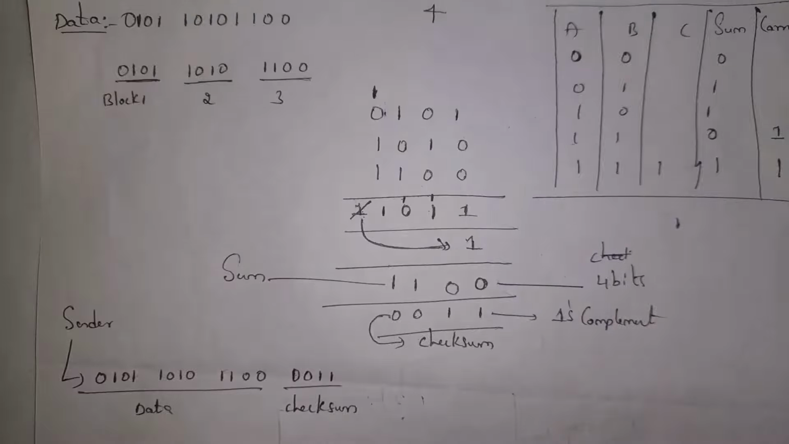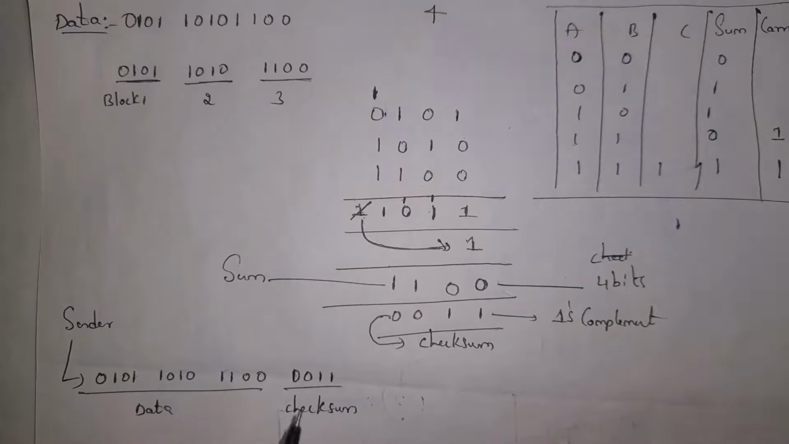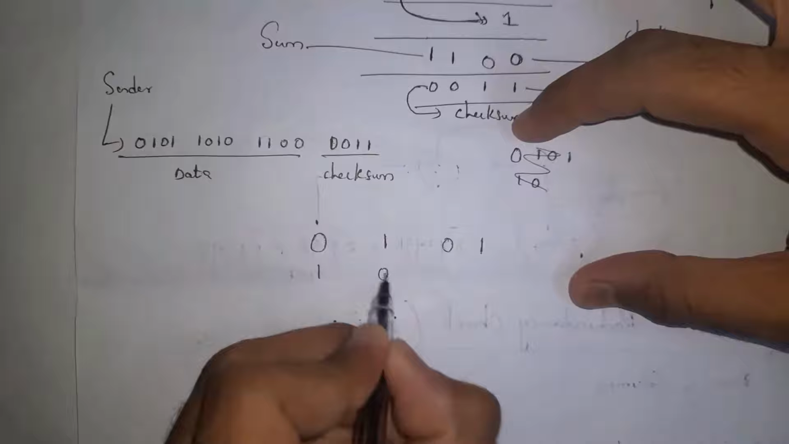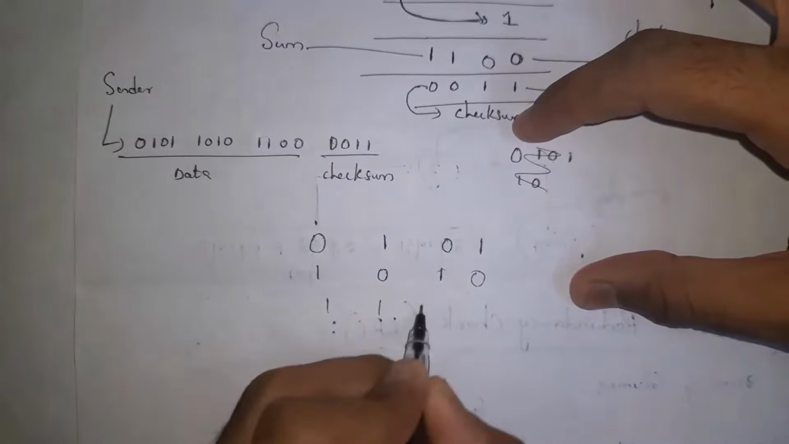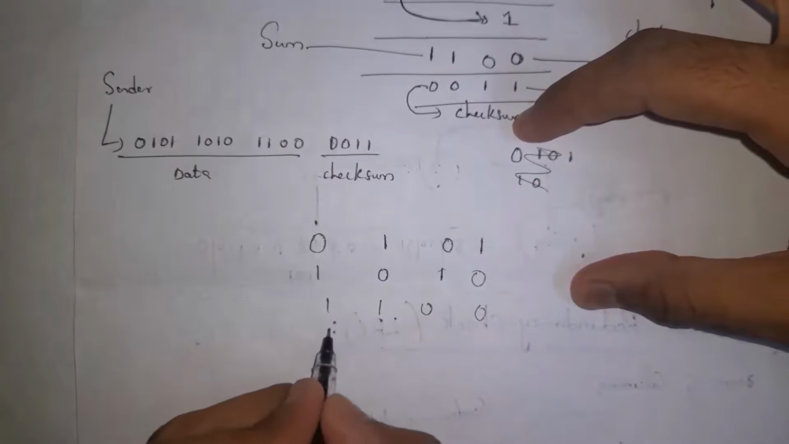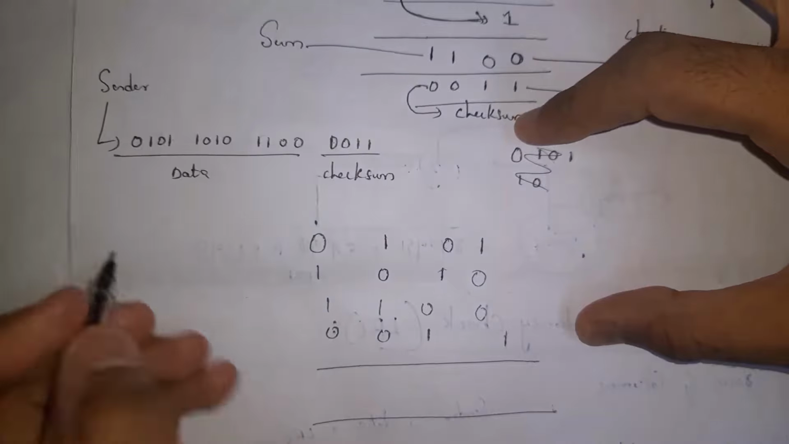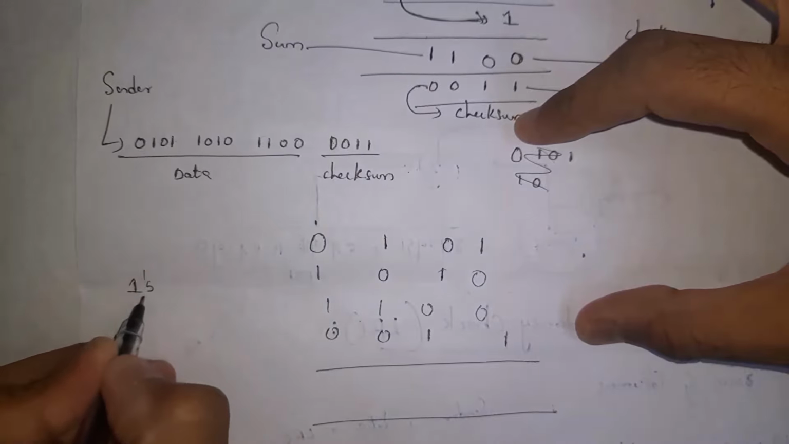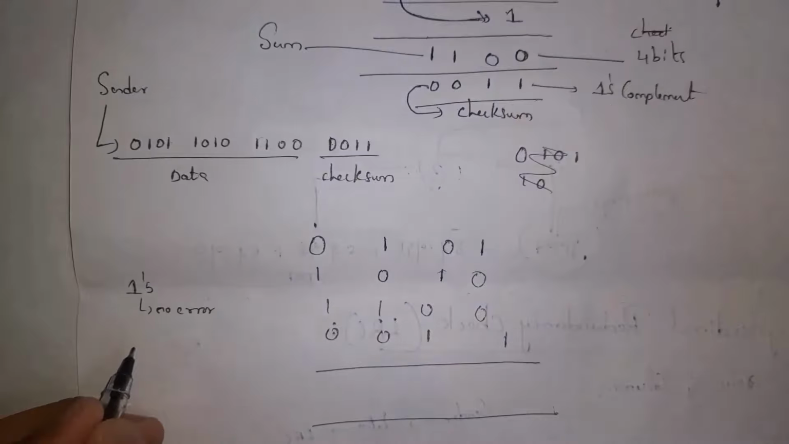Whenever the receiver receives data, again the receiver will perform binary addition including this checksum. So our data is 0, 1, 0, 1, 1, 0, 1, 0, next 1, 1, 0, 0 as well as the checksum, that is 0, 0, 1, 1. Yes, after performing binary addition, if the result contains all 1s, then there is no error. But if the result contains any 0 bits, then our data contains an error.